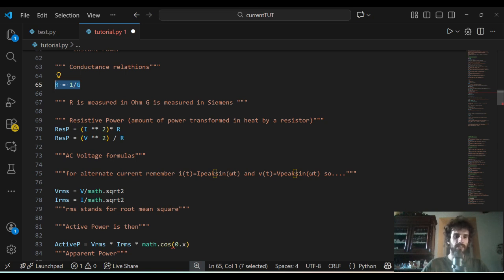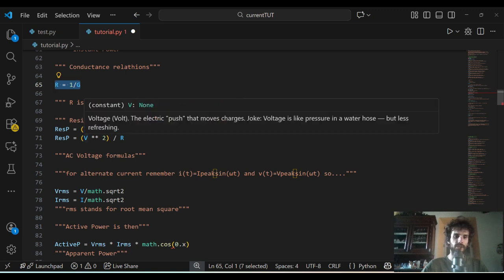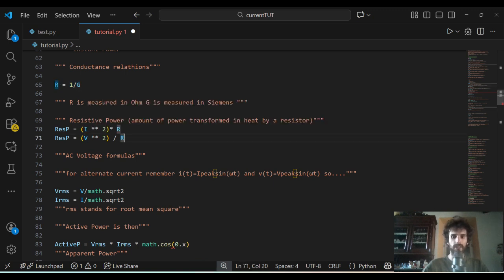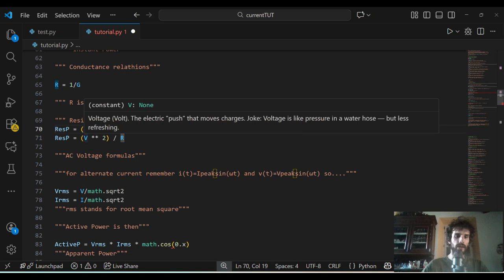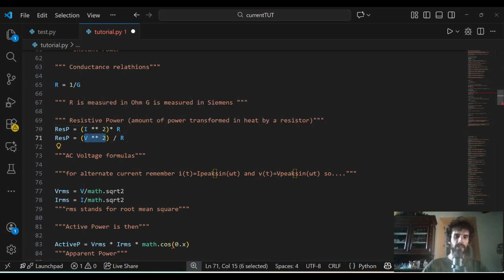So it means that if we have power and we have current and tension, we can calculate how much heat is generated inside our resistor, inside our wire. If we have the resistance, we can raise the current to the power of 2 and multiply it by the resistance, or raise the tension to the power of 2 and divide by the resistance.